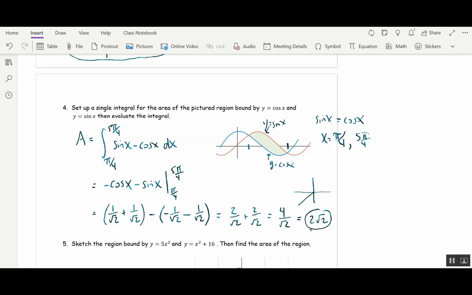And everywhere I have a 1 over root 2, you could do the same calculations with root 2 over 2. A lot of students learn their unit circle with cosine of pi over 4, say, is root 2 over 2. I don't rationalize, I just write it as 1 over root 2. But they are indeed the same number.